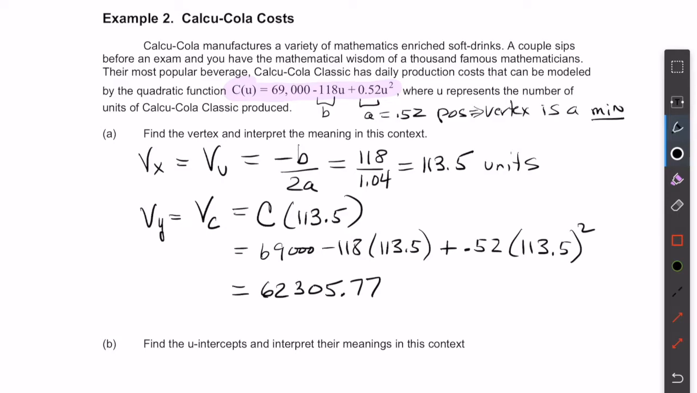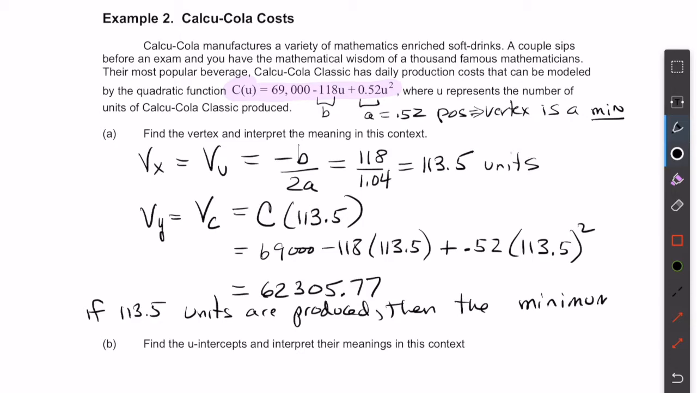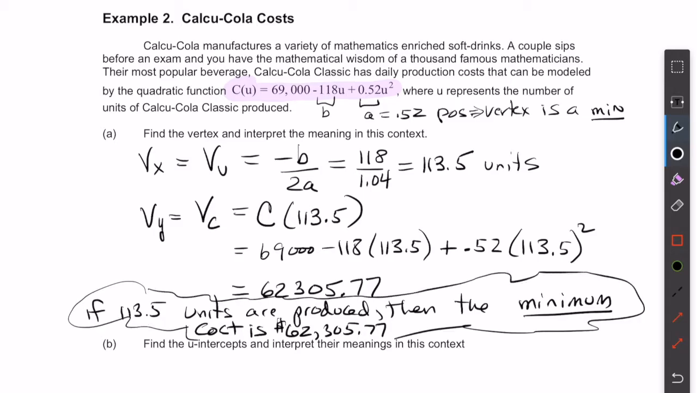So I'm going to say if 113.5 units are produced on a particular day, then the minimum cost is $62,305.77. That's the smallest the cost is going to be. So that also will help me set up my window. So let's go down to the graph and put that on.